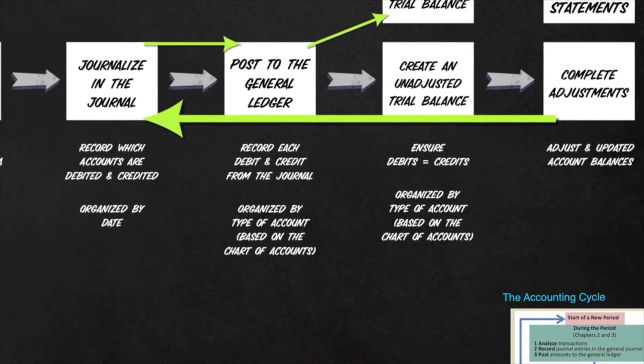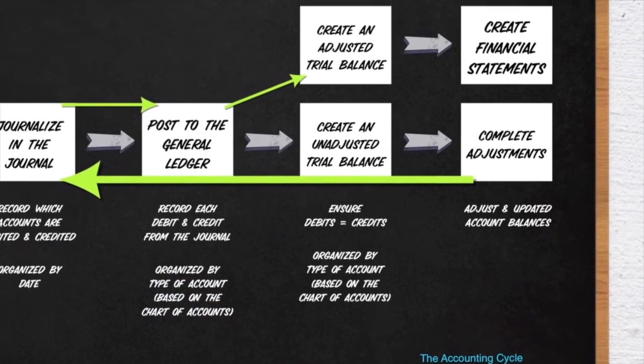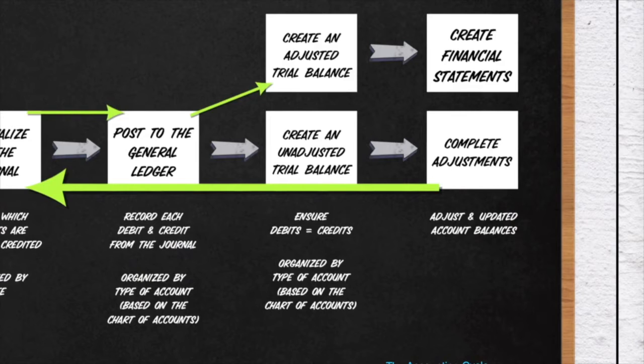Next, after journalizing to the journal, we post to the general ledger, or the GL. What you want to do is record each debit and credit from the journal. You're going to go line by line from the journal to the ledger, posting to the general ledger. Remember that the general ledger is organized by the type of account. And the type of account is based on the chart of accounts, where assets come first, then liabilities, your equity accounts or equity classifications such as capital and dividends, then revenue and expenses last.